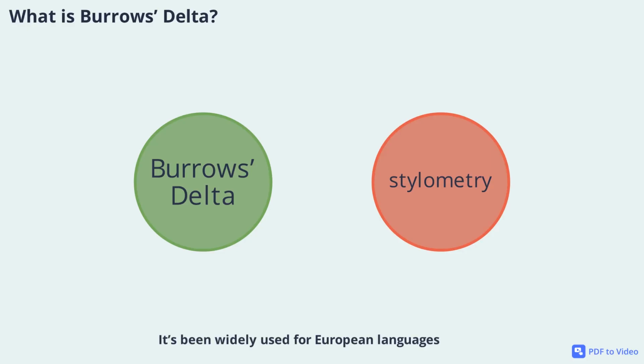It's been widely used for European languages, where texts are written with phonemic alphabets and spaces between words. But what happens when we apply this method to a language with a completely different structure, like medieval Chinese? Let's explore how Burrows Delta performs when faced with the unique challenges of Tang dynasty poetry.